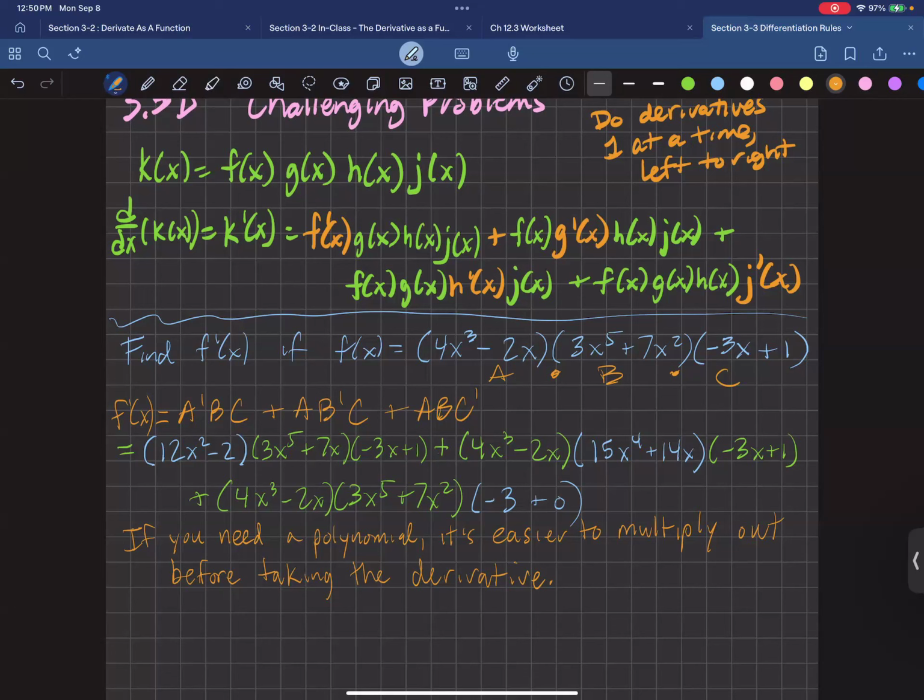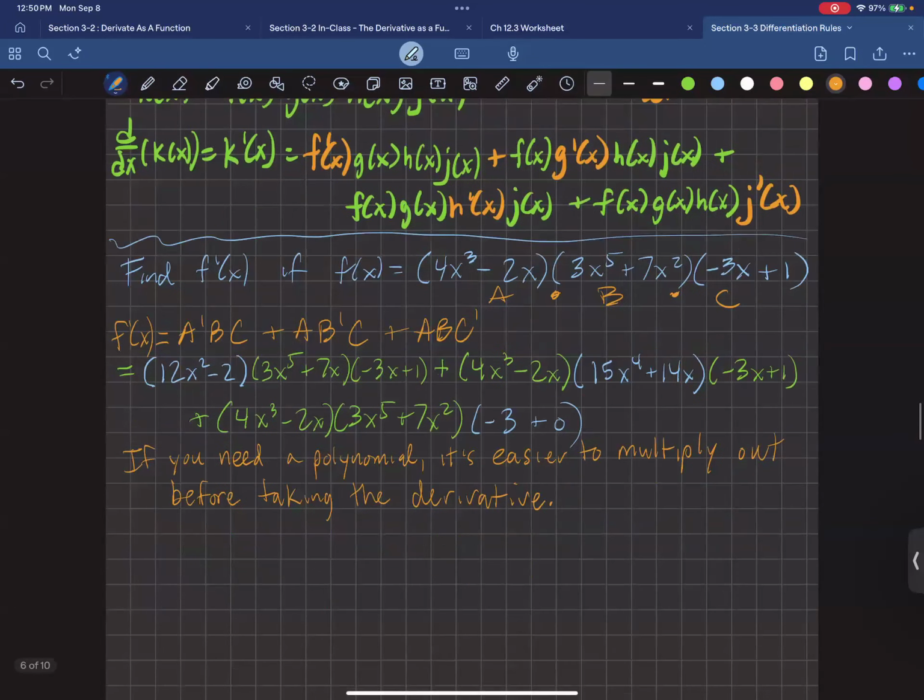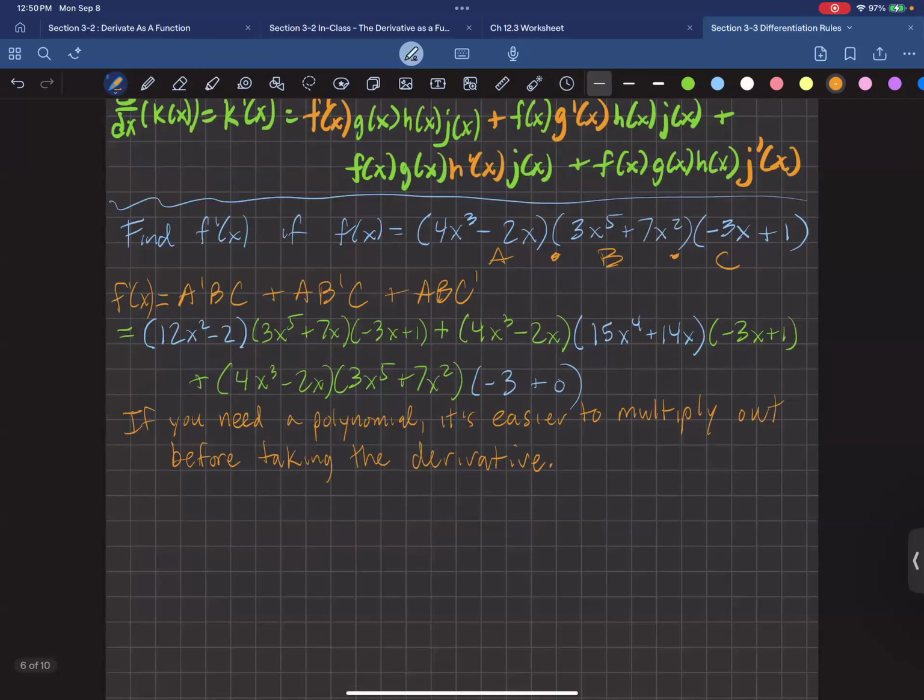The reason why you need to learn this product rule really well and the quotient rule is we're going to be adding other stuff like trig functions, logarithmic functions, exponential functions, inverse trig functions, and you can't multiply that out like we could here. Okay? So you can't always multiply it out. You need to know how the product rule works. Very important.